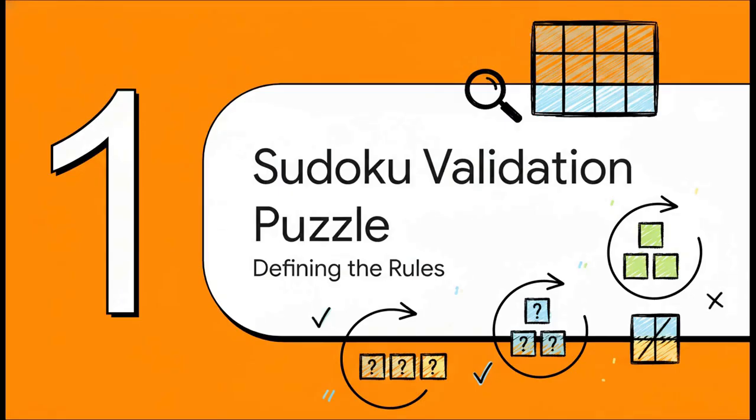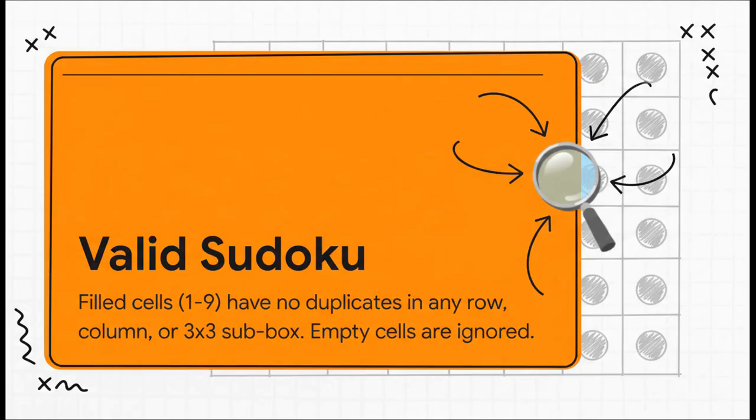All right, so before we jump into any solutions, we have to be super clear on the rules of the game. What does a valid Sudoku board even mean? Okay, so here's the official definition. It's all about no repetitions. But that last part is really key. We can completely ignore any empty cells. This means we're not solving the puzzle. We're just checking if the numbers that are already there are playing by the rules.